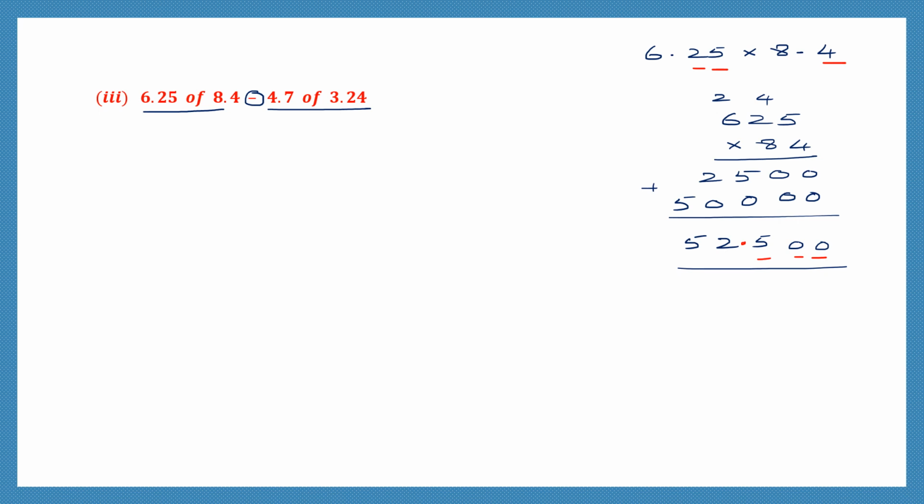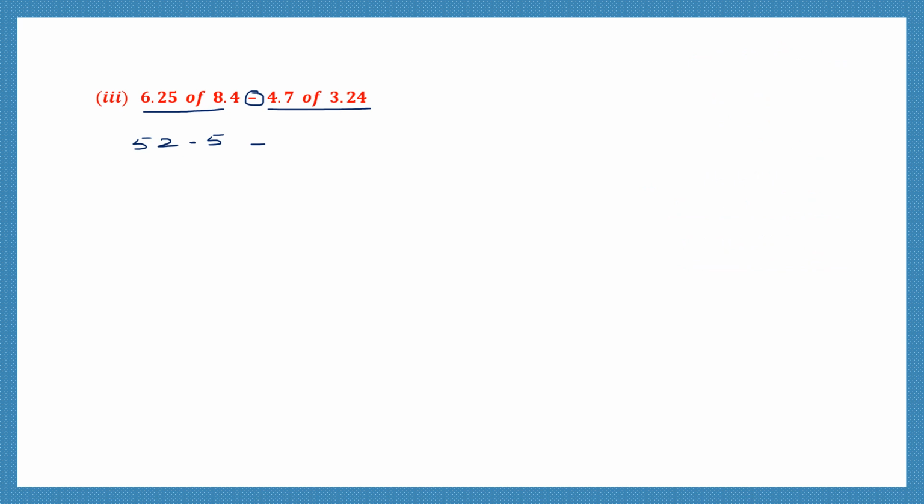So we write 52.5. So let's write that, 52.5. So we can leave the zeros. Minus. Let's write 4.7 of is into 3.24. Ignore the point and multiply.